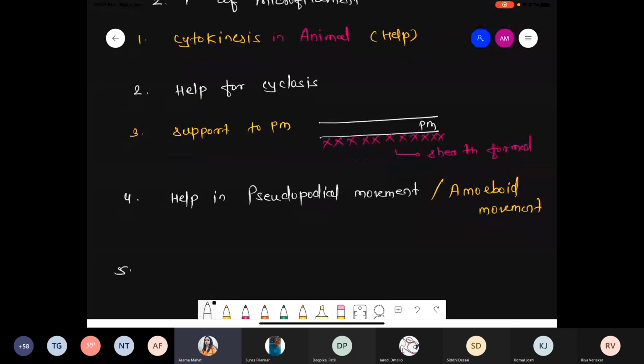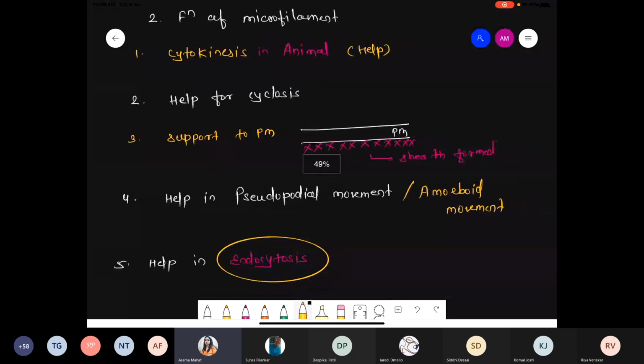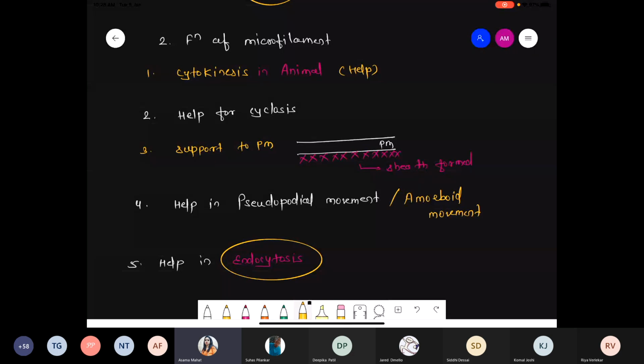And the last function: they also help in the endocytosis process. In the last class we saw the meaning of endocytosis, that is, engulfment of food and formation of a vesicle. If the food is solid, that vesicle is called a phagosome, and if the food is liquid, that vesicle is called a pinosome. So we are talking about the endocytosis process, engulfment of foreign particles through the plasma membrane, and finally the formation of a specific type of vesicle. Okay? So any doubt from the microfilament functions?